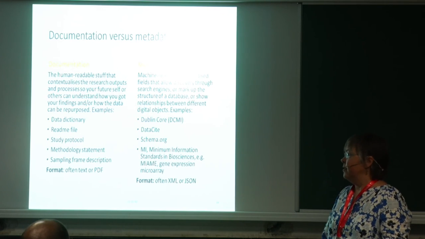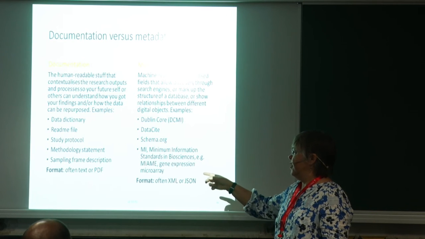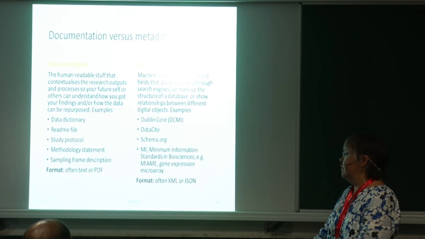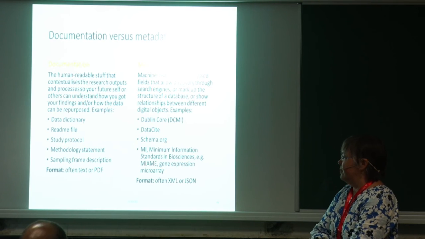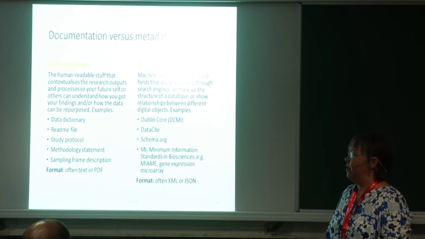Maybe there's a copy of it with the data in the repository, a copy of the methodology, sampling, or maybe there's a link to the paper. Sampling frame description, if that's relevant. So this is a textual or PDF form that a human can read.